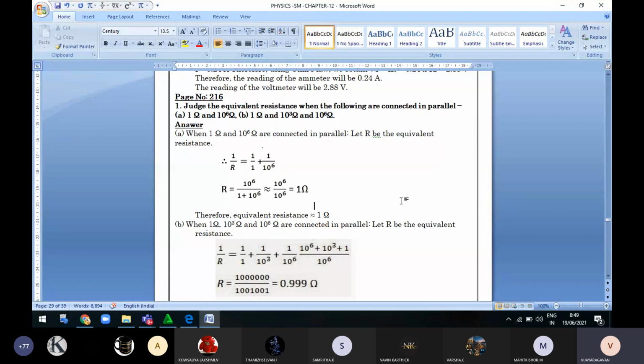10 to the power 6. 1 by 10 to the power 6. Okay. So we can take the LCM as 10 to the power 6. Don't confuse that. They are taking the reciprocal there. Okay. So anybody, you can solve this problem now. Can you solve this problem?